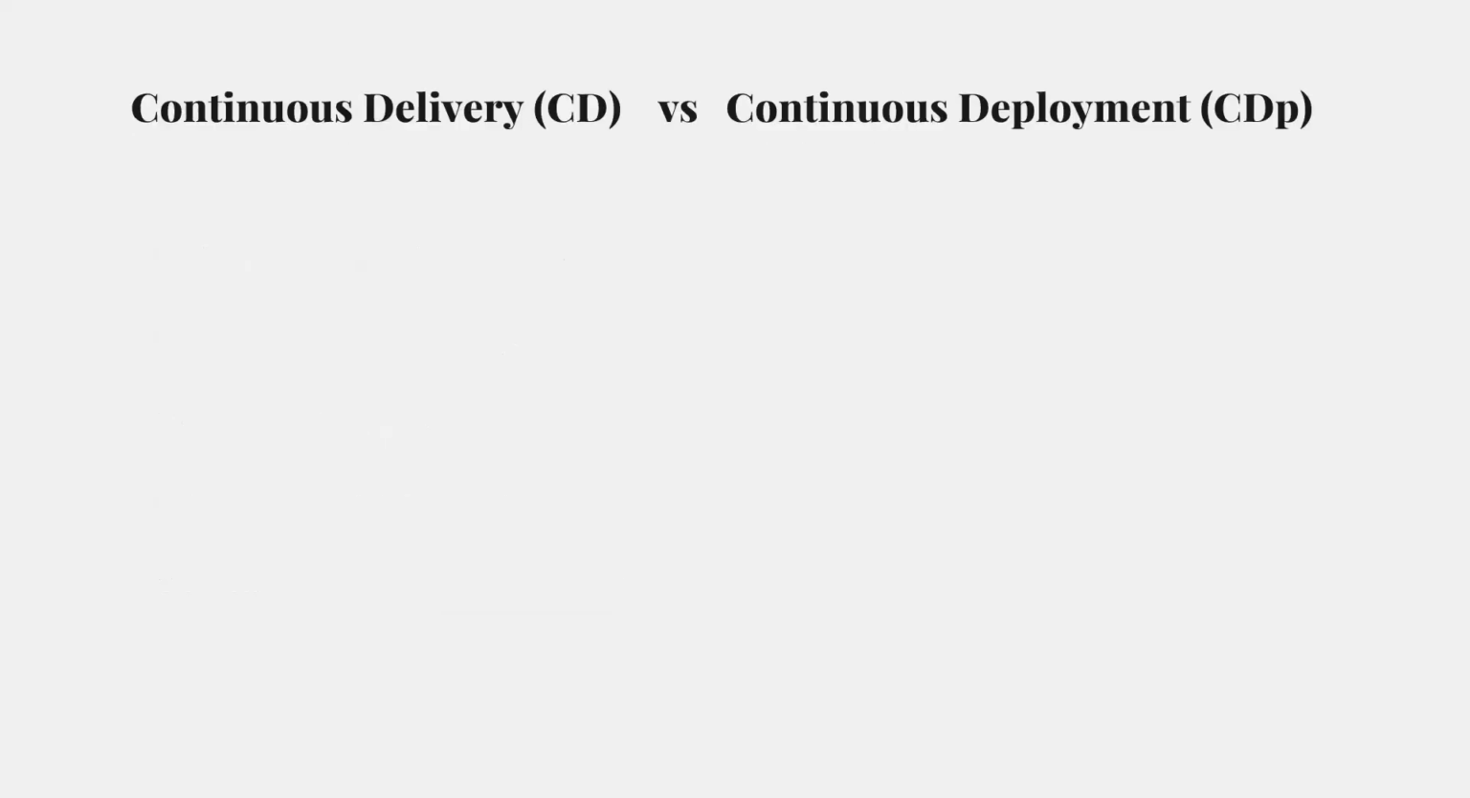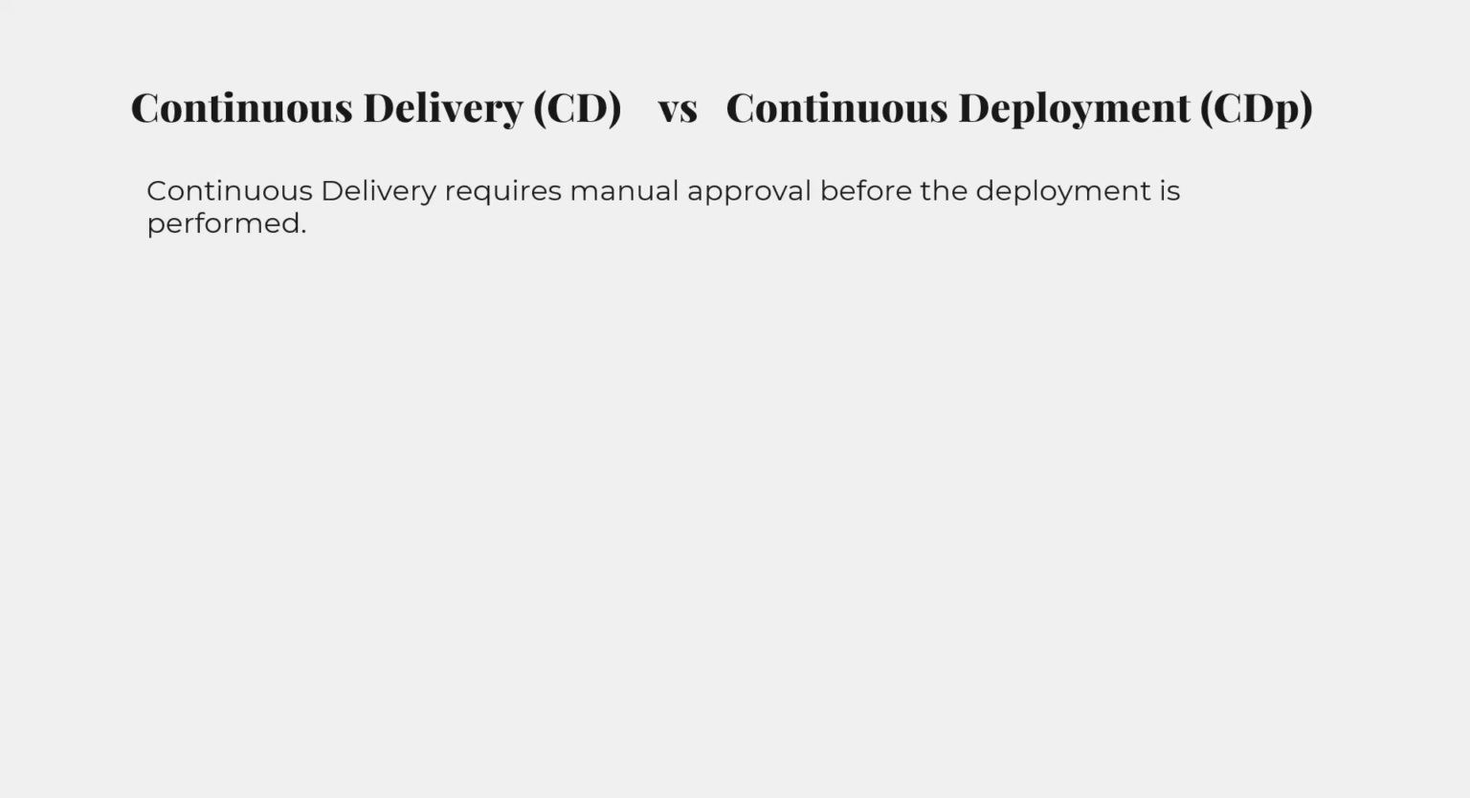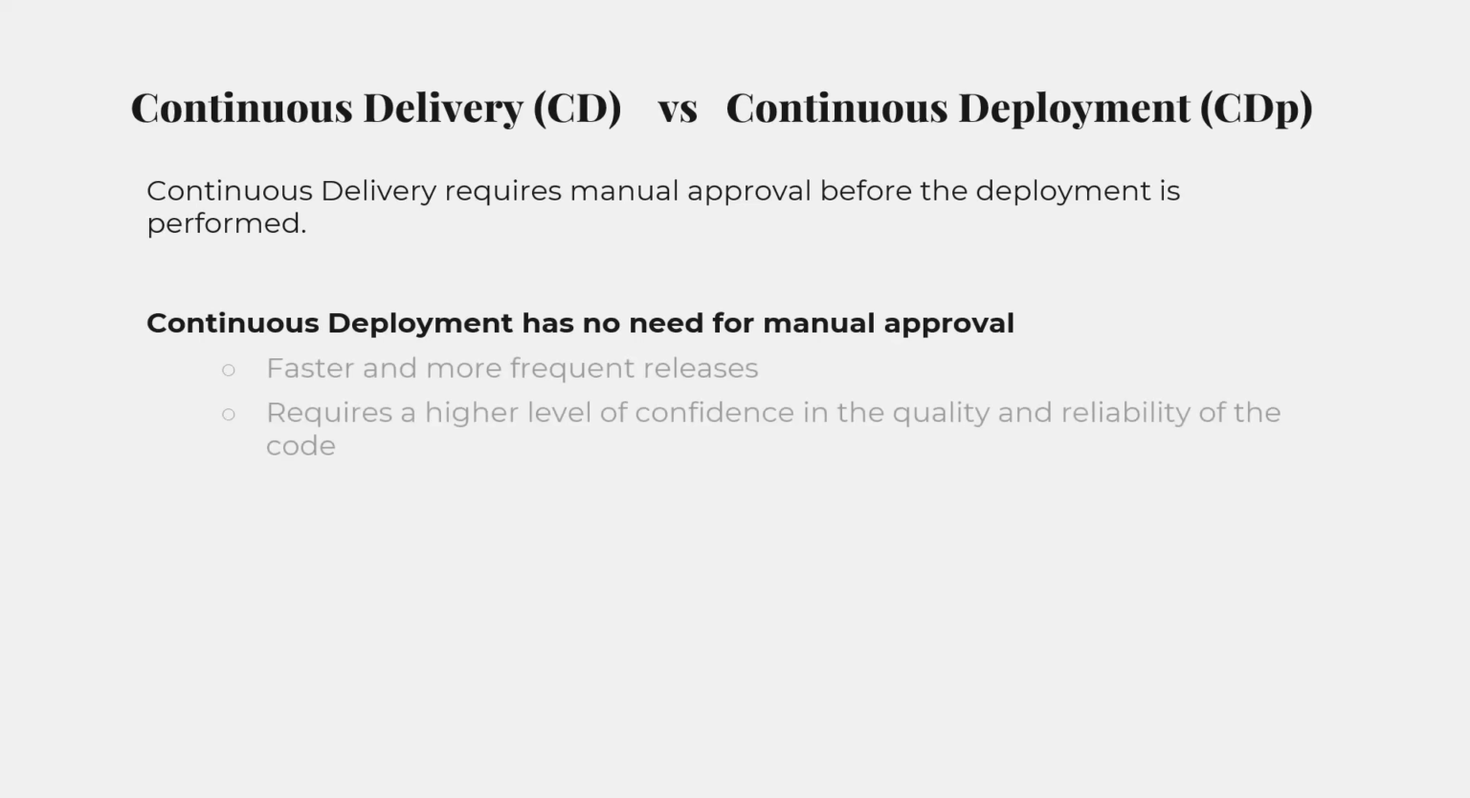You might have heard continuous delivery and continuous deployment used interchangeably in different scenarios, but there is a big difference between them. Continuous delivery requires manual approval before the deployment is performed. It can be an involvement of a team leader, project manager, or any other person who is authorized to approve the final release of your code. In continuous deployment, there is no manual approval needed. The process is automated entirely. The benefits of continuous deployment are faster and more frequent releases, but at the same time, it requires a higher level of confidence in quality and reliability of code.